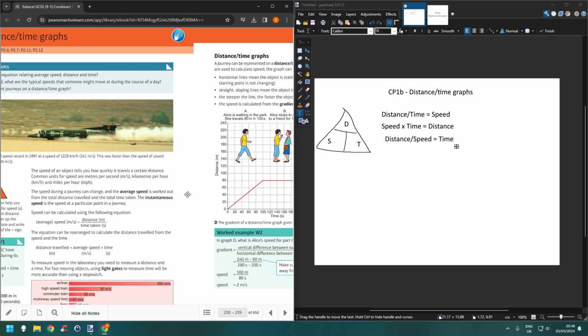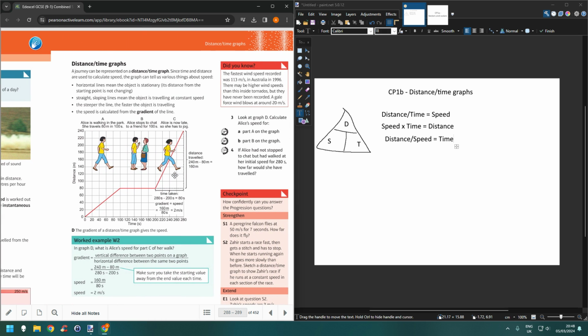And so, we can move over to the graph side of things. I believe this is a distance-time graph. Okay, let's go over this. Alice is walking in the park, travels 80 meters in 100 seconds. So, you'd go up to 80 on the distance and across to 100 on the time and draw your line there. Alice stops to chat to a friend for 100 seconds. So, she's not moving, so the distance does not move, but she is taking time, 100 seconds, so the time moves. So you've got a flat line because she's not moving, but time keeps going.